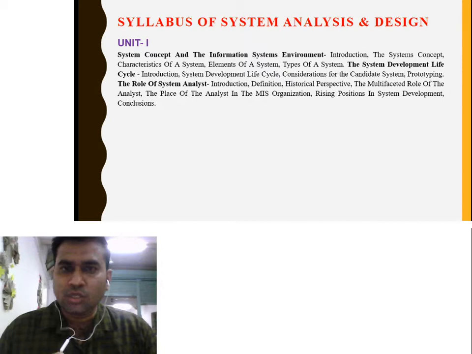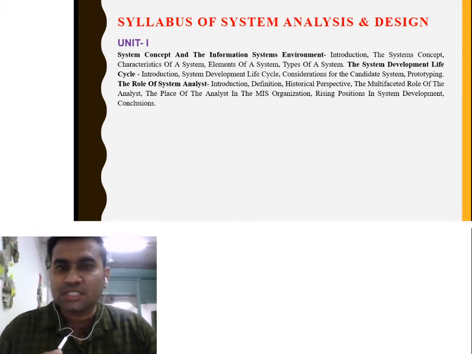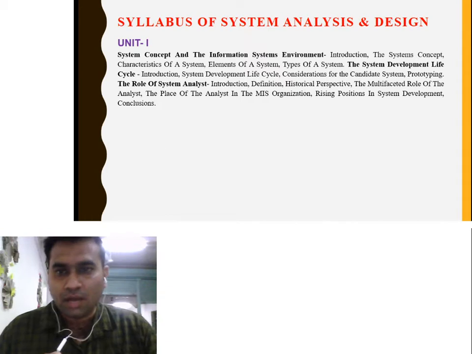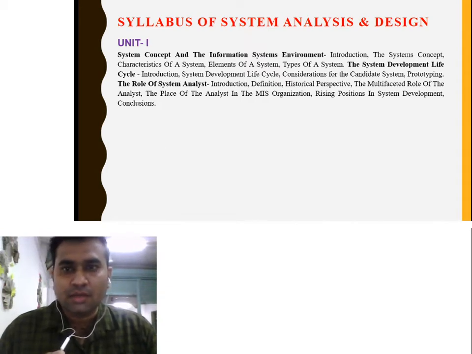The system development life cycle is the main topic of the subject of system analysis and design. In the whole subject, you will learn the development of the system development life cycle. The stages are analysis, design, coding, testing, and implementation. This is the cycle of the system development life cycle. In the whole syllabus, you will learn how to analyze the software, design, coding, and implementation.